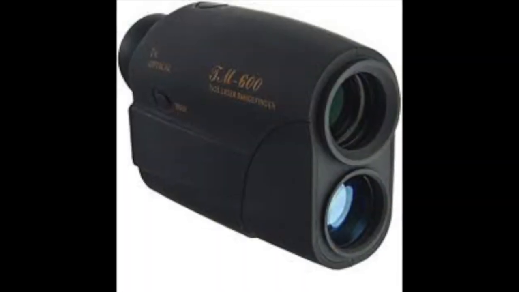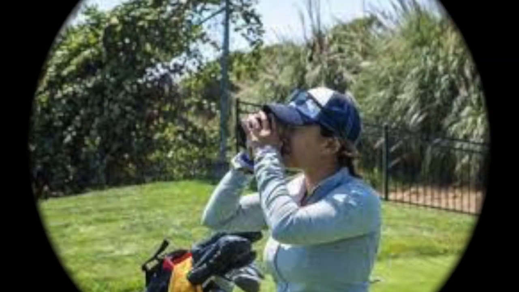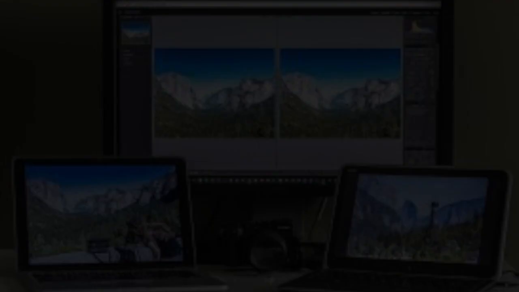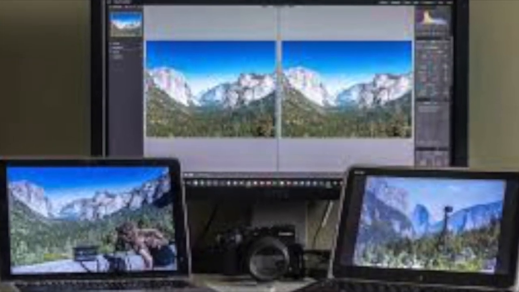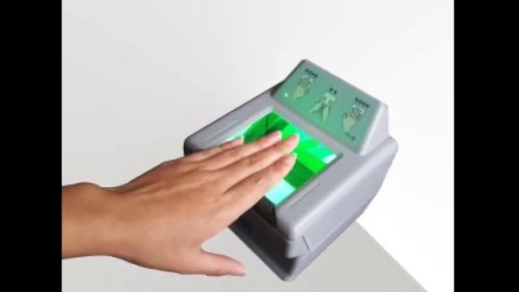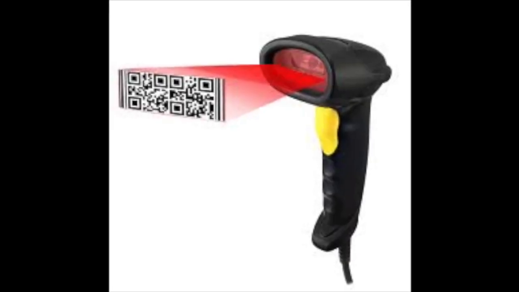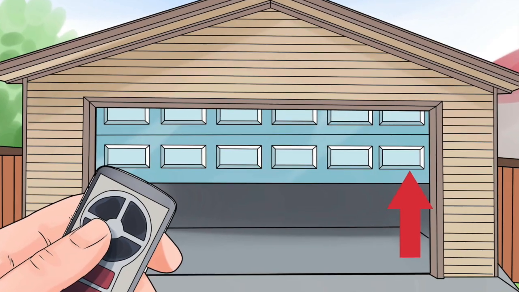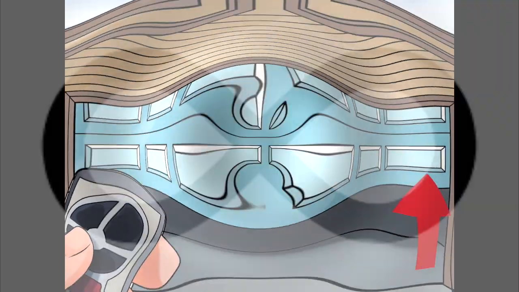For sports, it's used as a rangefinder for golf, which tells you how far the hole is. It is used for purposes of photographic recording of the output of a computer. It is used to develop hidden fingerprints, and it's used to scan barcodes and provides a sensor for those of you with an automatic garage. Needless to say, they have an infinite amount of uses compared to what they were used for in the 1960s.